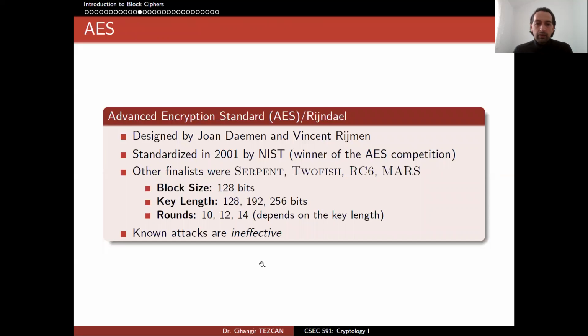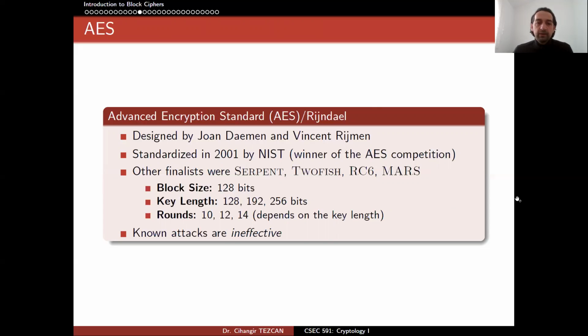Before showing how easy it is, I will mention the current standard. The Advanced Encryption Standard replaced this. There was a competition which started a few years before 2001 actually, but the Rijndael algorithm designed by Joan Daemen and Vincent Rijmen won this competition, and it was standardized in 2001. There were other finalists: Serpent, Twofish, RC6, and MARS. You can see these names if you use some open source software like OpenSSL and so on.